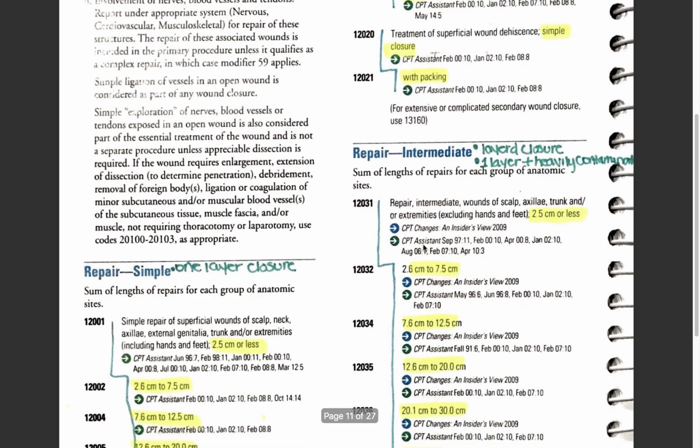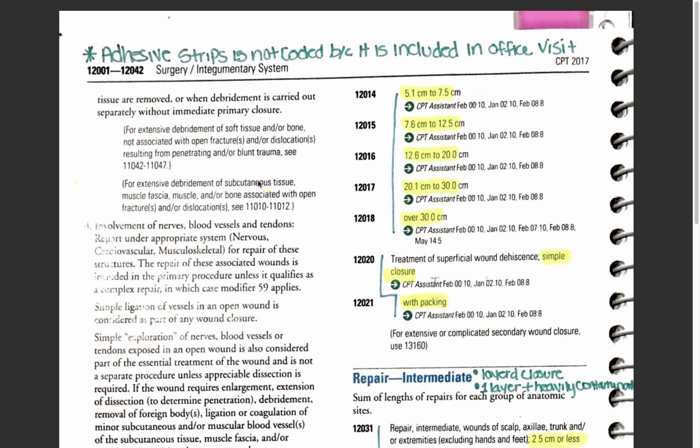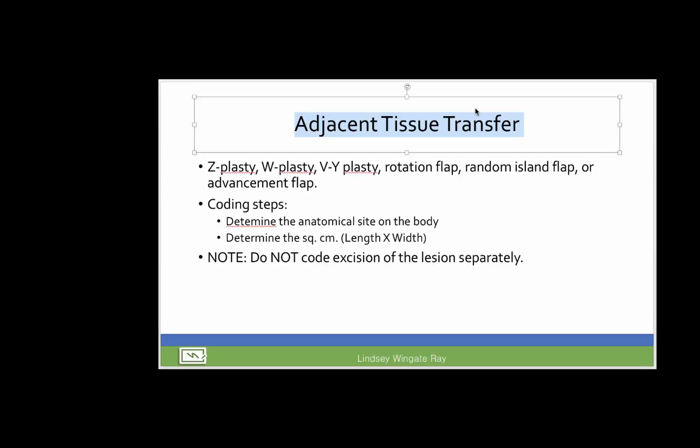Another guideline that you need to remember for the repairs after reading the guidelines is adhesive strips are not coded because it is included in the office visit. So if an adhesive strip is used to repair a wound, do not code that procedure. Now turn to the adjacent tissue transfer section.